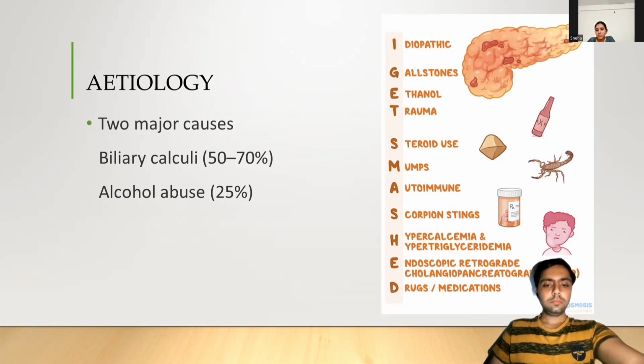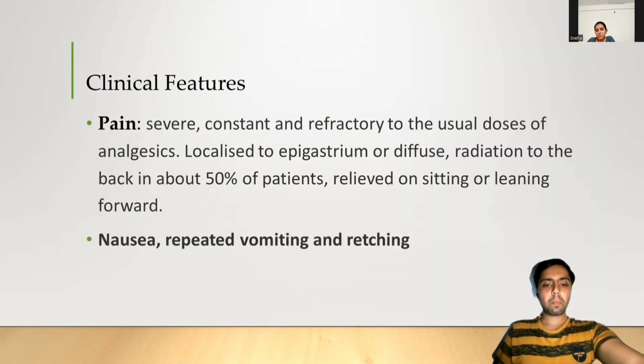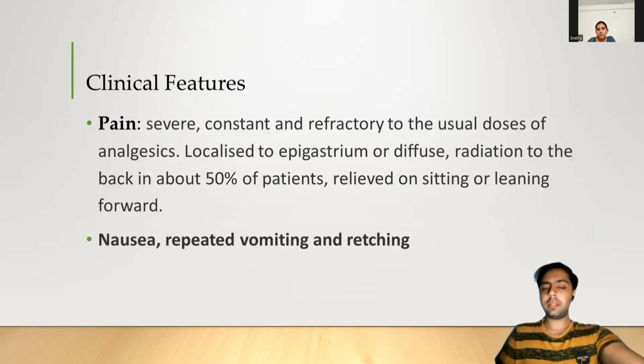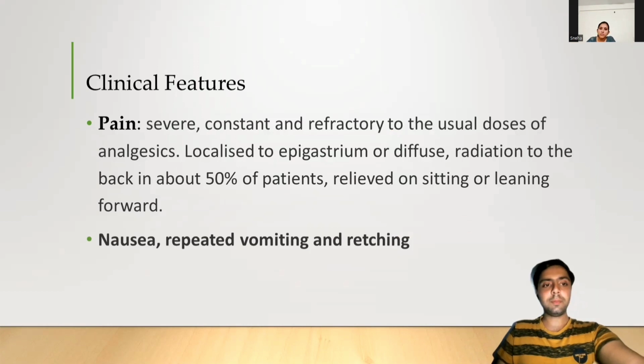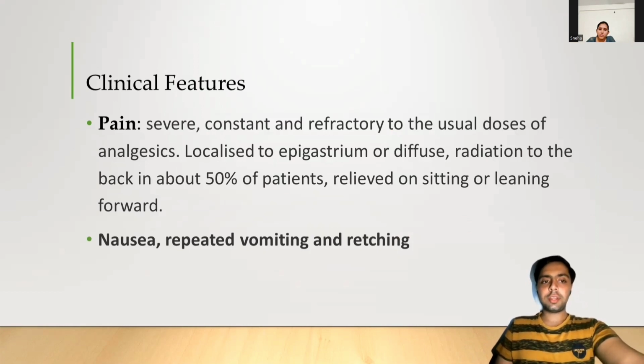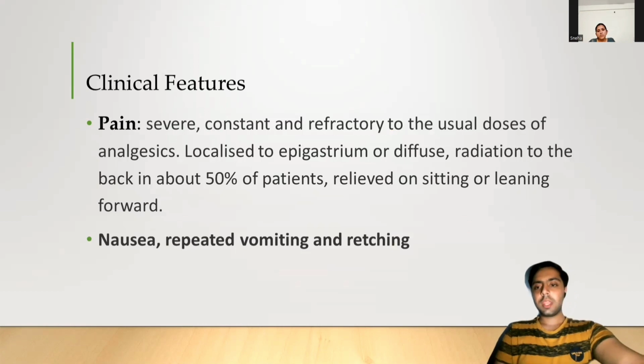Moving on, clinical features. The main clinical feature is pain. We have severe pain. In acute cholecystitis also we have pain, but in this case it's severe pain. And to differentiate acute cholecystitis from acute pancreatitis, we have to do USG or CT urgently. So yeah, the pain will be very severe, constant and refractory to the usual dose of analgesic, localized to the epigastrium or can be diffuse. But yeah, it's a very typical finding in acute pancreatitis.